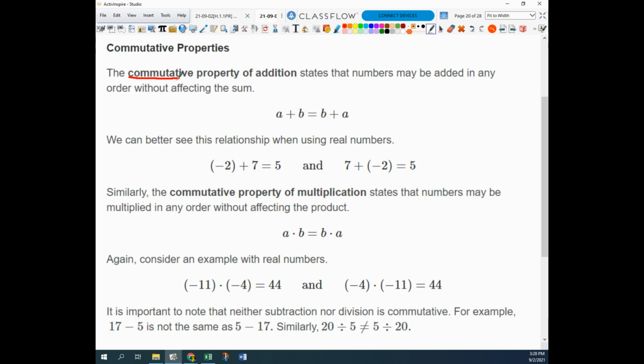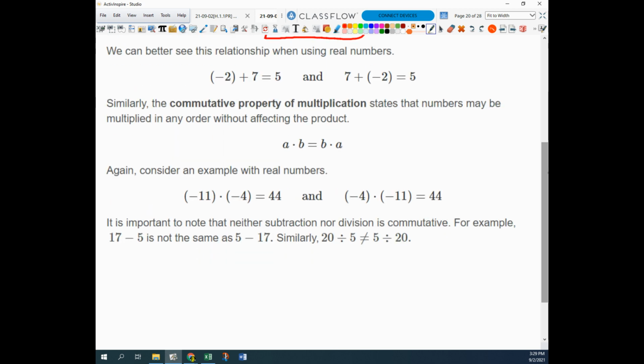So here's the commutative property of addition. It's very simple. It just says that if we have two things, A and B, which are being added, we can add them in any order we want to. A plus B is equal to B plus A. If we exchange the positions of those two things, it doesn't impact the answer, right? 2 plus 3 is the same thing as 3 plus 2. Agreed? Okay.